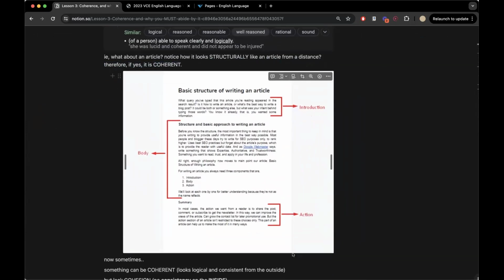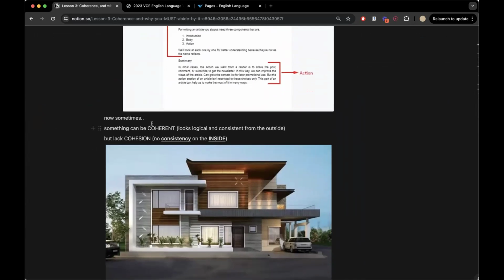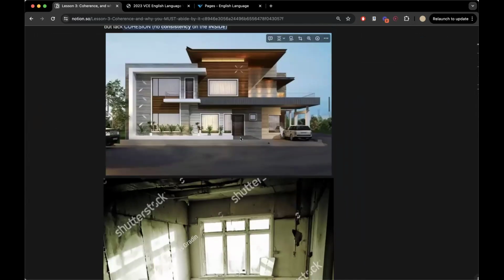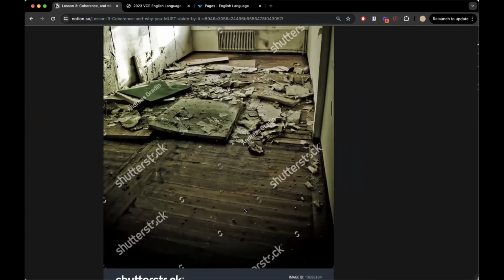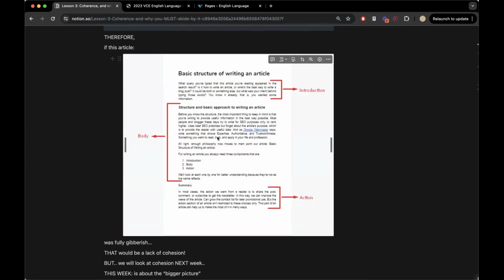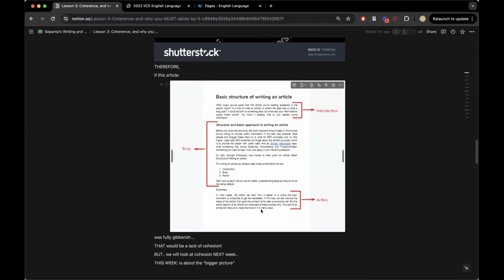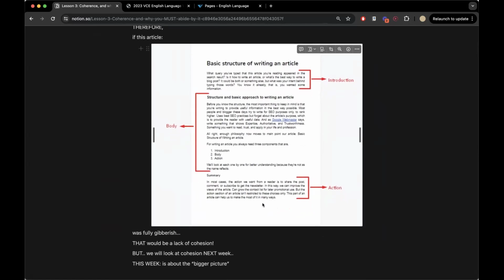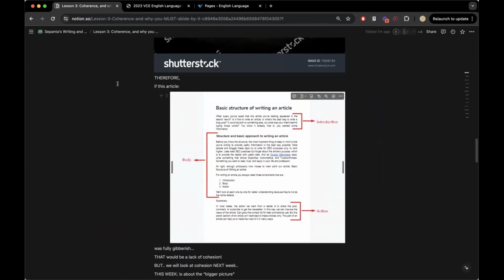It's got an intro, a body, and action. Now, sometimes something can be coherent on the outside, but lack cohesion on the inside. It can look like this on the outside, look like this on the inside. So if this article was fully gibberish, when we zoom in, it would lack cohesion, but it would still be coherent from the outside because coherence is about the bigger picture.